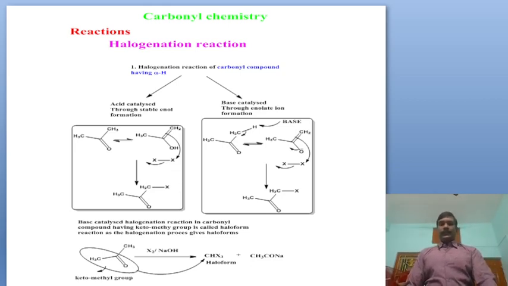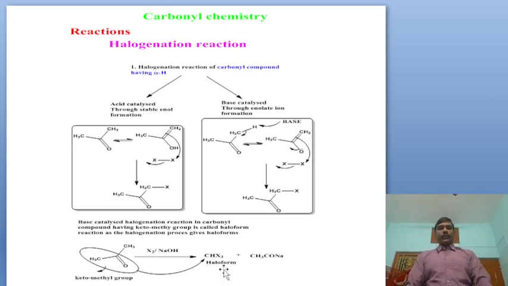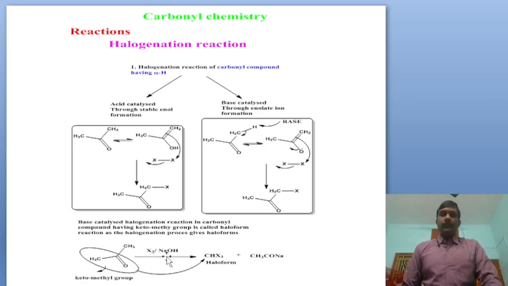And in base catalyzed reaction, there is a possibility of further substitution into the alpha carbon. In base catalyzed halogenation reaction, finally we will get the haloform as a compound. If we use halogen in presence of NaOH, it will give the haloform as a main compound of this haloform reaction.